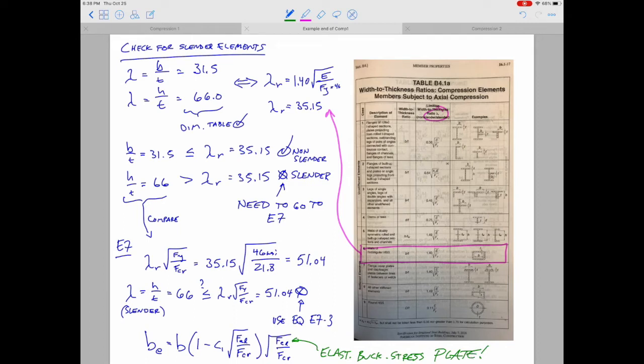Right, and you can see that in E7, on page 16.143. You can read that. So I highly encourage you to be careful and read what these different values are described as, and then also look in the commentary and read that.